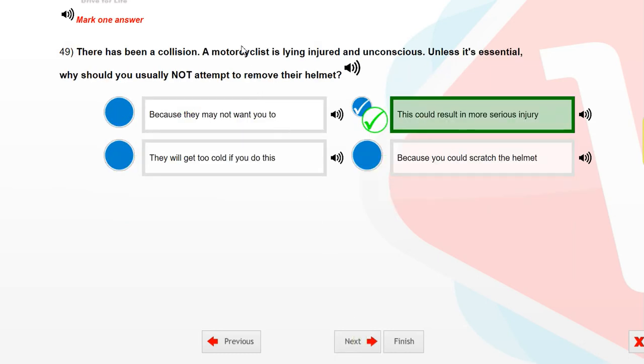There has been a collision. A motorcyclist is lying injured and unconscious. Unless it's essential, why should you usually not attempt to remove their helmet? This could result in more serious injury.